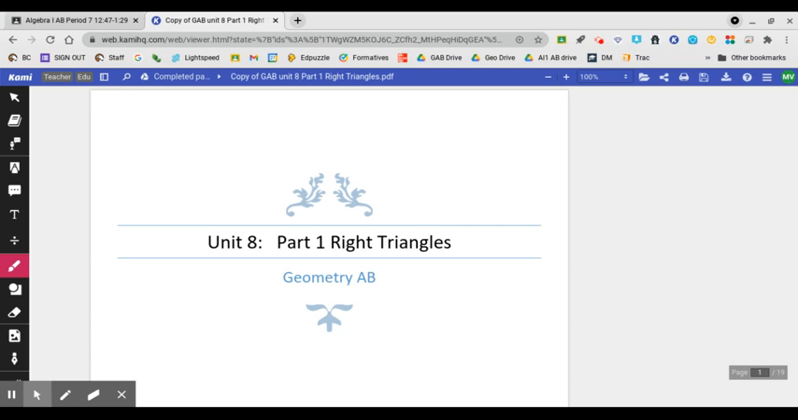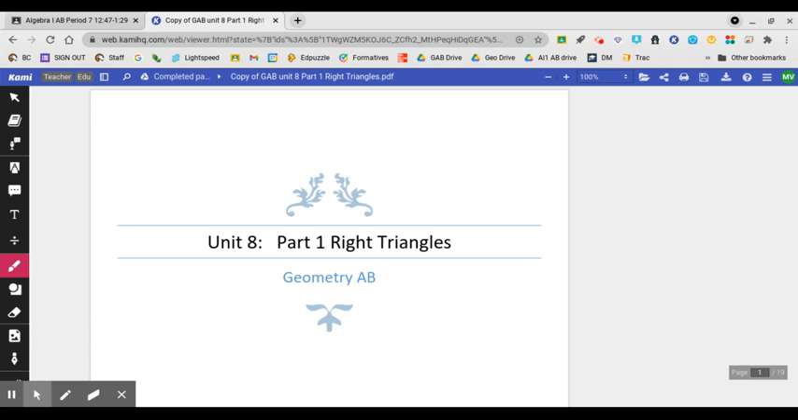Hello, everyone. Welcome to part 2 of geometry. Our focus will no longer be on proving things, but on using geometry to find missing parts or answer questions. So, part 1, right triangles.